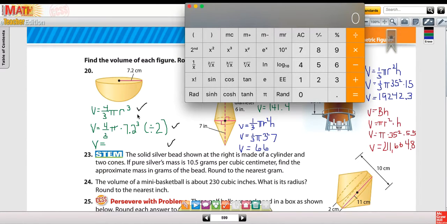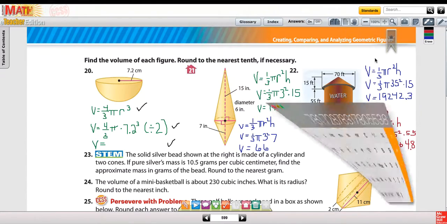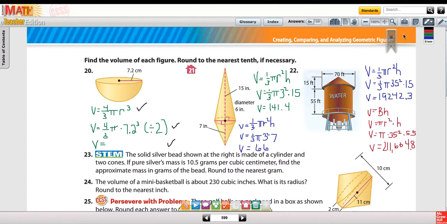I just have a habit of always starting with my exponents first because I know that comes first in PEMDAS. So I can type in 7.2 and then cubed, and then I can times that by pi, and then I'm going to times that by 1 point and as many 3's as I can fit into my calculator, and then equals, and then divide by 2. I get the same answer of 781.7. So however you choose to do that, it's fine with me. It does say to round to the nearest tenth, so 781.7, and then don't forget your label of cubic centimeters.